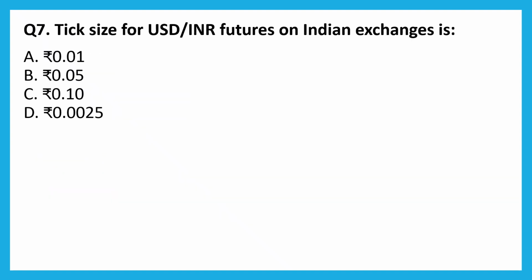Next question. Tick size for USD INR futures on Indian exchanges is option A 0.01, option B 0.05, option C 0.10 and option D 0.0025. Correct answer is option D 0.0025.